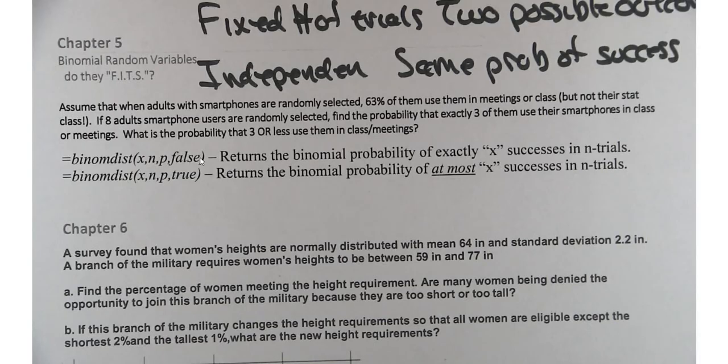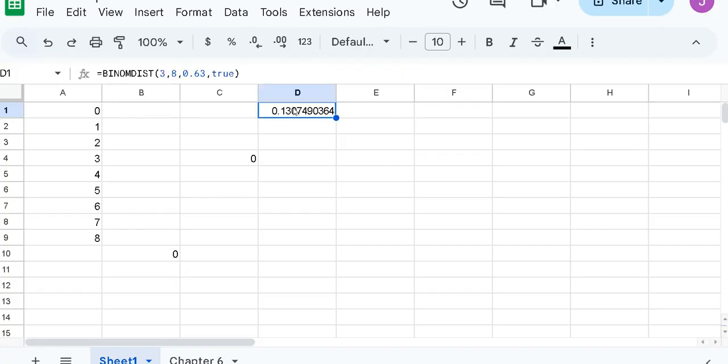Now, a couple things we're going to need to know. We're going to need to know how many successes we want. That'll be 3. What's n for us in this case? 8 for our case. What's the probability of success for us? 63%. And then we're going to use false. So I'm going to type that in over here, give myself a little bit of room because I'm going to do some more fun stuff in a minute.